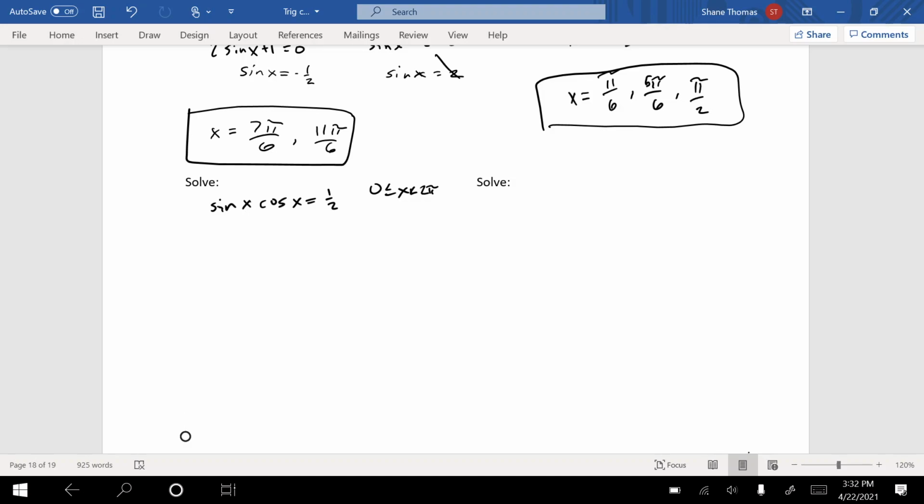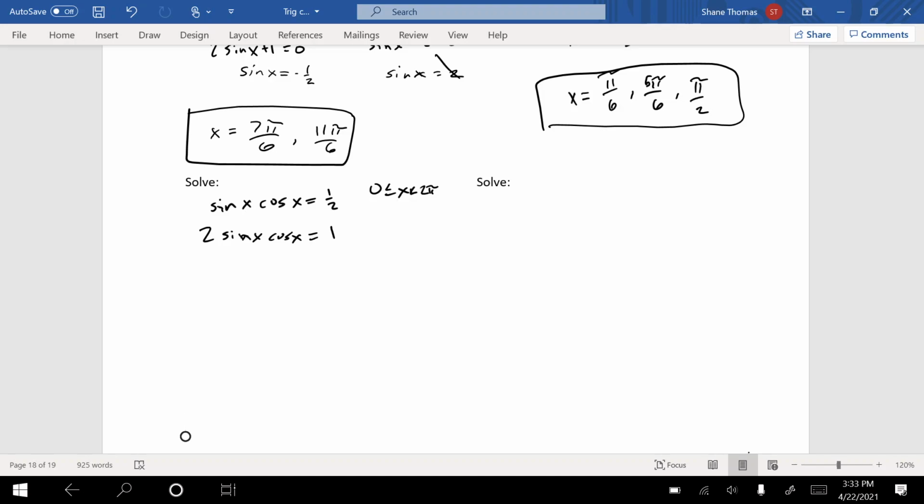Okay, and then on there, I don't really like that 1/2 that we're equal to right now. So let's get rid of the fraction so I can multiply both sides by 2, see what that does for us. So 2 sine of x cosine of x equals 1. All right, that looks a little better.